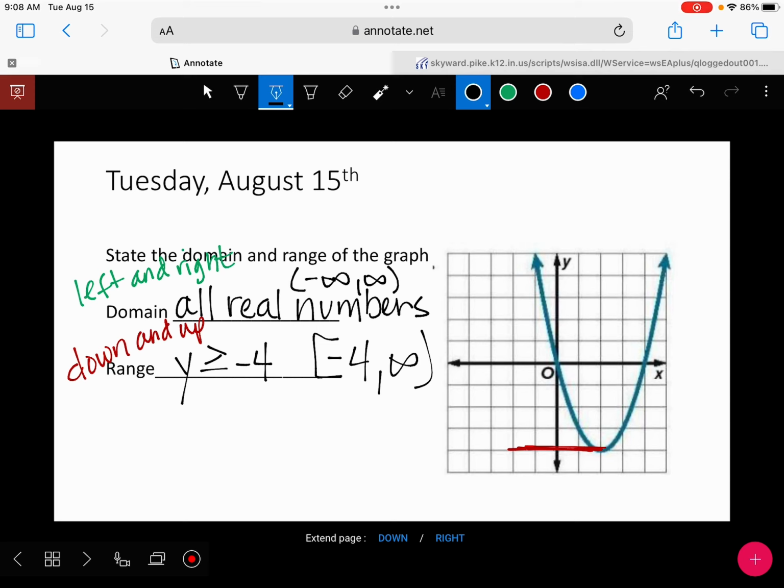Okay. Any questions about how we found our domain and range? So today we're going to learn about continuous, discrete, or neither. So now pull out your note packet. You can put away your bell work packet. Go to your notes.